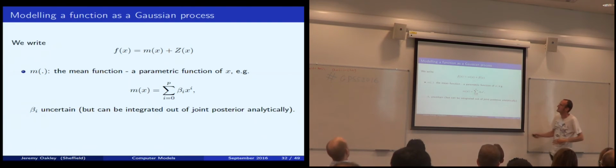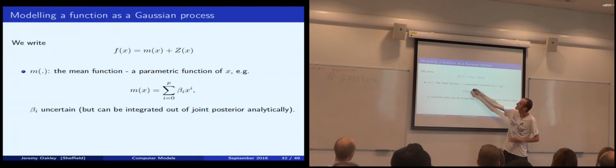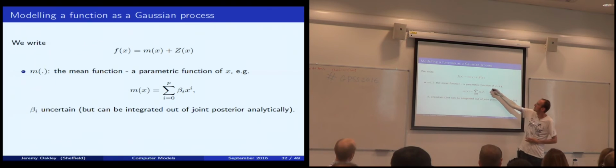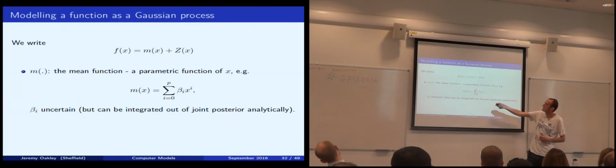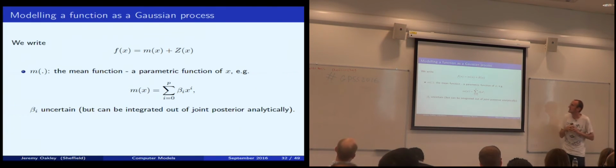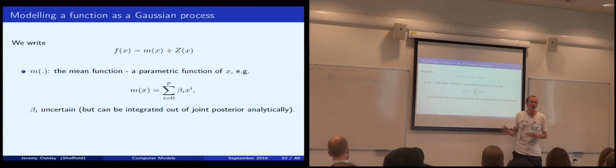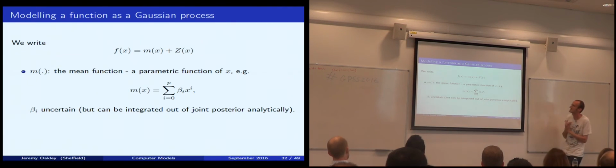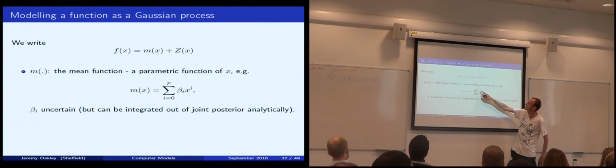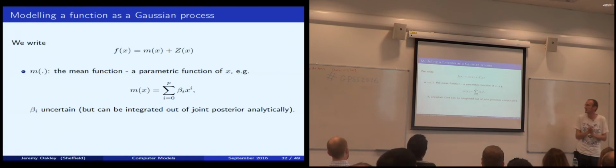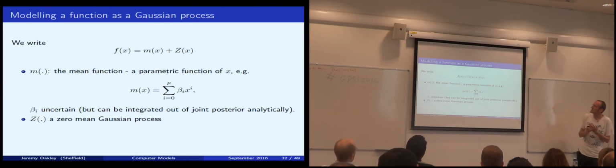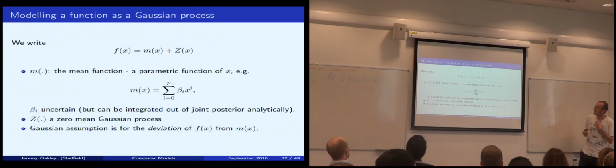The way we're going to write this is that our function is given by this term here, which we call the mean function, plus a Gaussian process. So m is the mean function, and that's going to be a parametric function of x. It could be a polynomial, but really any parametric function of x. If it's linear, it's going to be expressed in terms of these betas here. If we express something that's linear in the betas, that makes the analysis easy and we can integrate them out. And then z is going to be a zero mean Gaussian process.